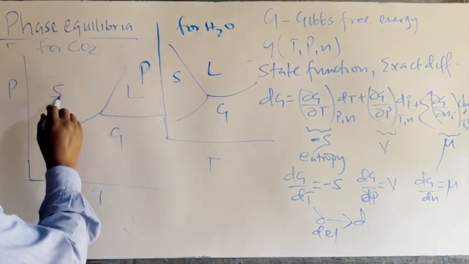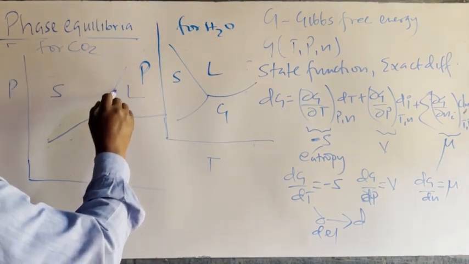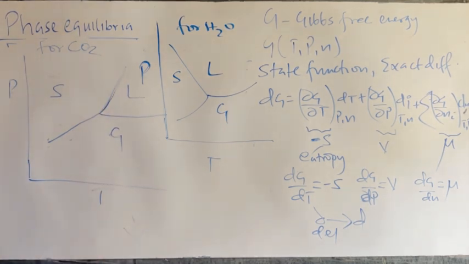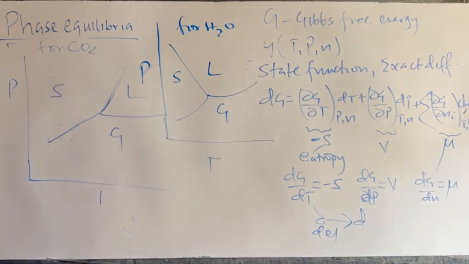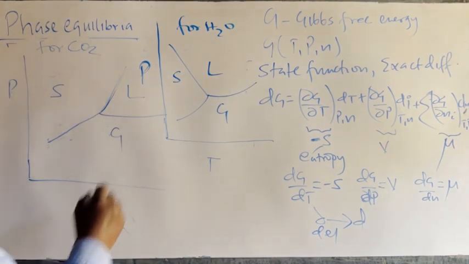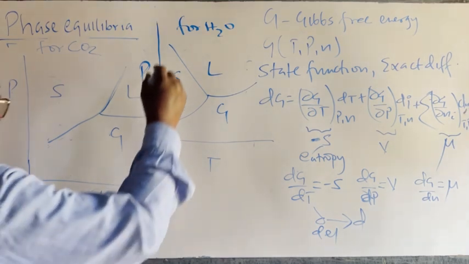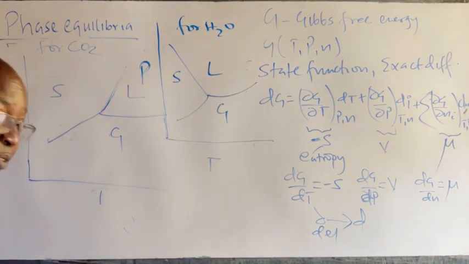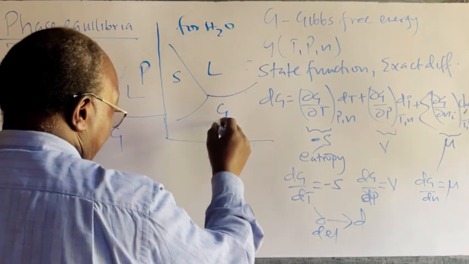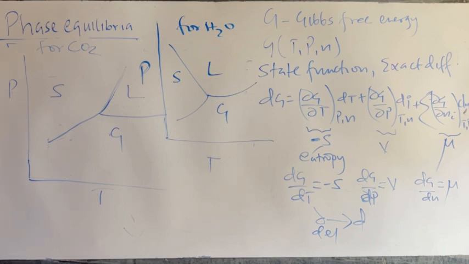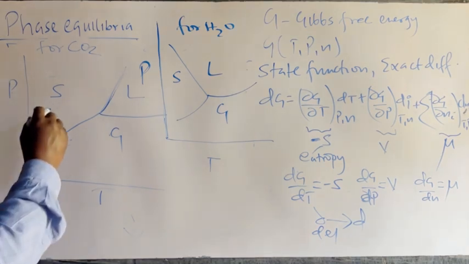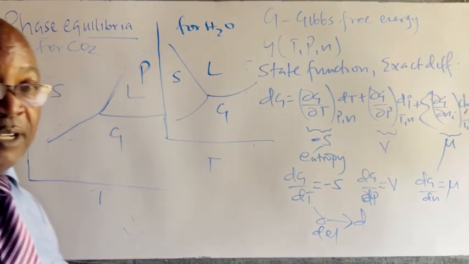Along this boundary here, solid and liquid are coexisting together in equilibrium. Along this boundary, solid and gas are coexisting in equilibrium. And here we have liquid and gas coexisting in equilibrium. Along this curve here, we again have solid and liquid, liquid and gas, and solid and gas coexisting in equilibrium. So this process is melting. That process is vaporization. Now, we can have that process from solid directly to gas, which we normally call sublimation.